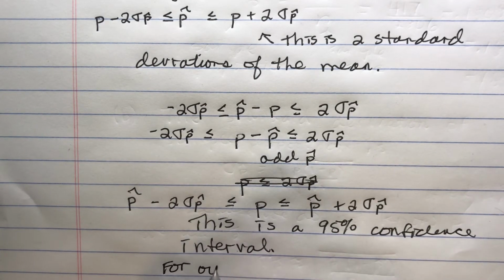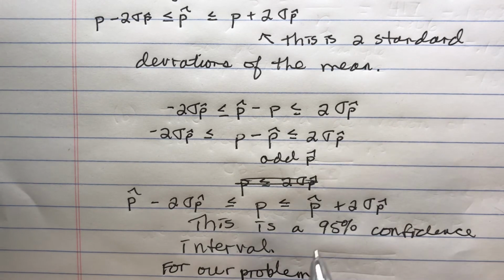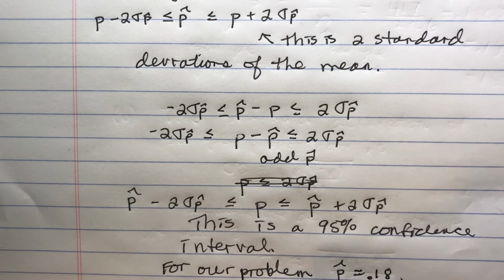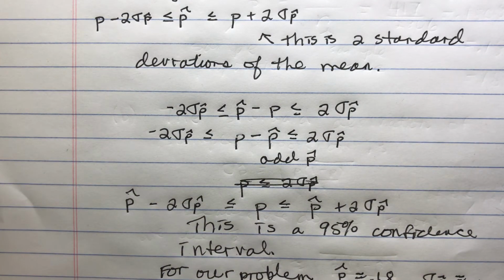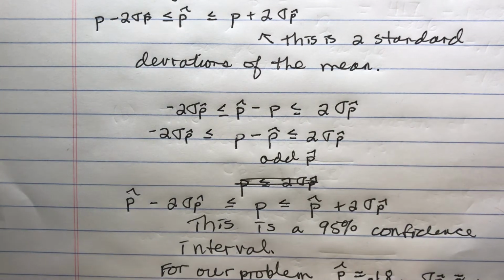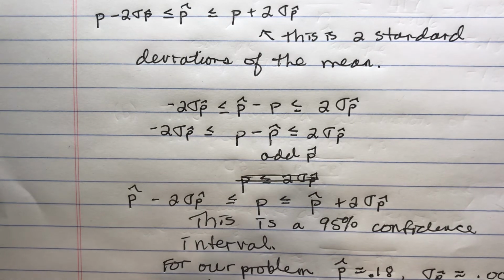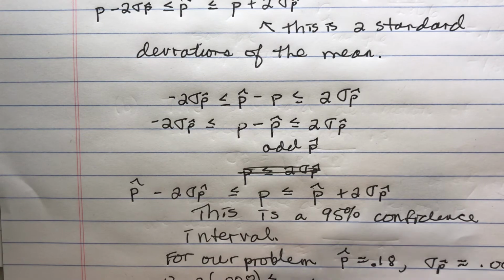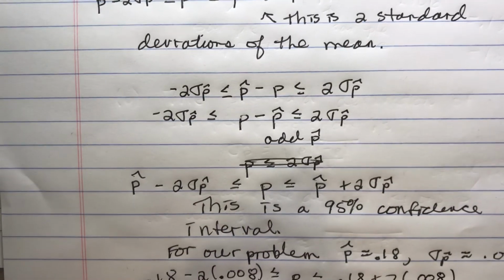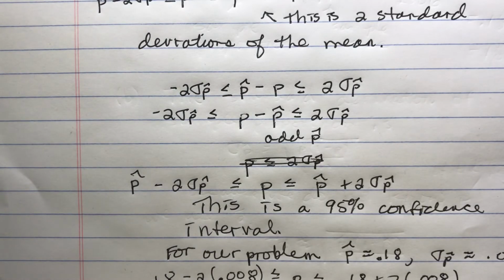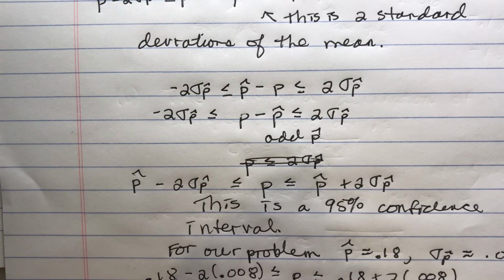So for our problem, p hat was around 0.18 and sigma p hat was around 0.008. Therefore I can write 0.18 minus 2 times 0.008 less than or equal to p, and that's less than or equal to 0.18 plus 2 times 0.008. I'm just going to take my calculator out. And that gives 0.164.